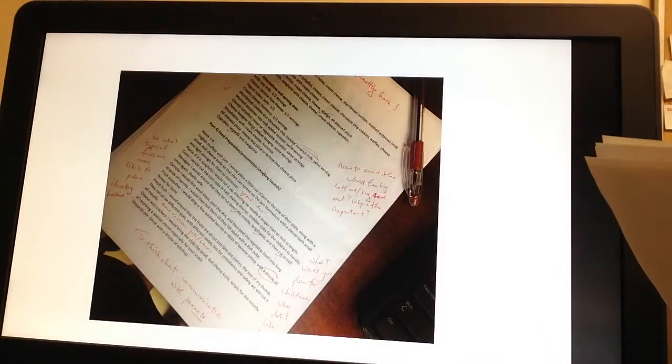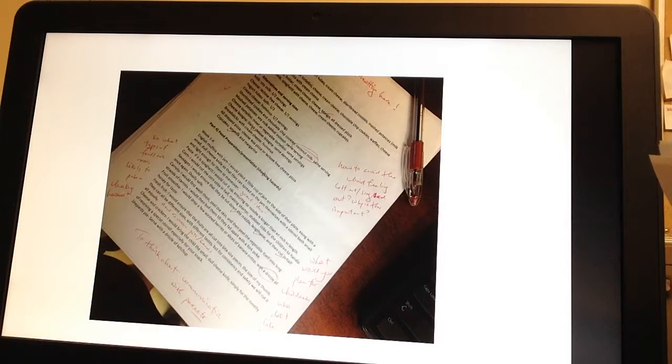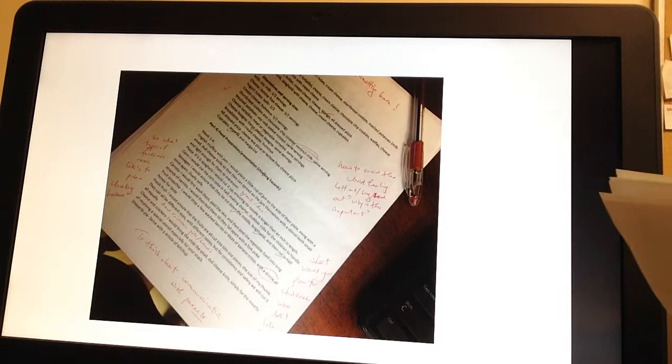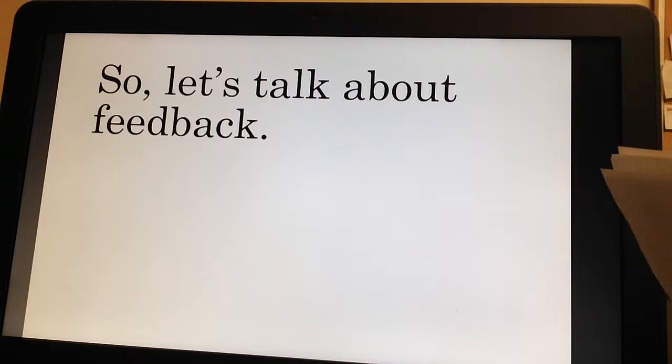All right. Now even I have to admit that that's a lot of red pen, and you people know how much I love my red pen. But there is a way to read through all of the feedback that you get from your teacher on a test or on an assignment that will help you move forward with more confidence and do better on further assignments. So let's talk about feedback.